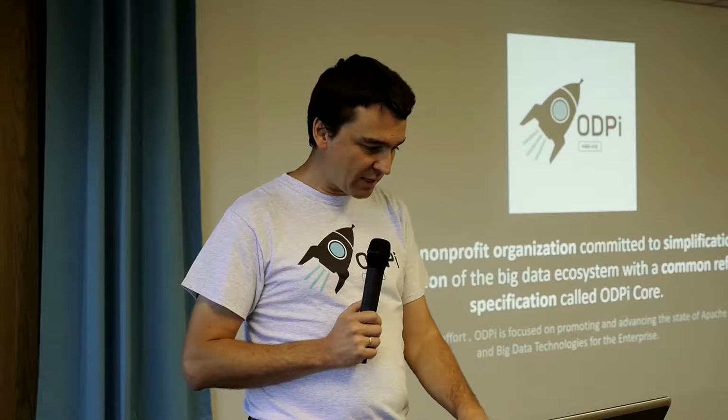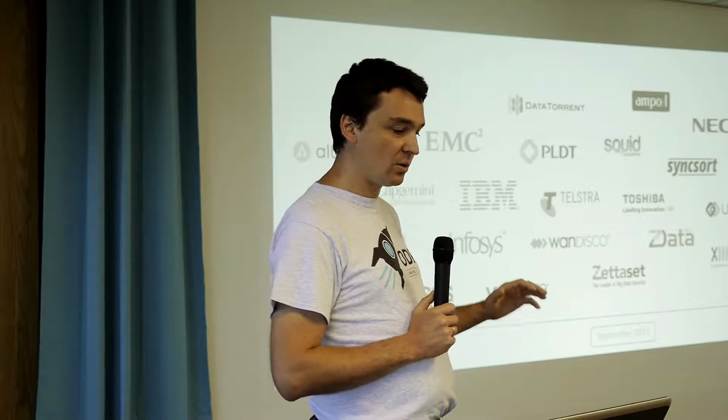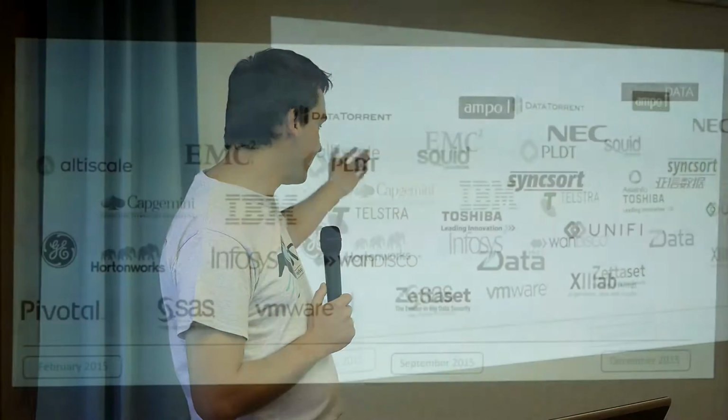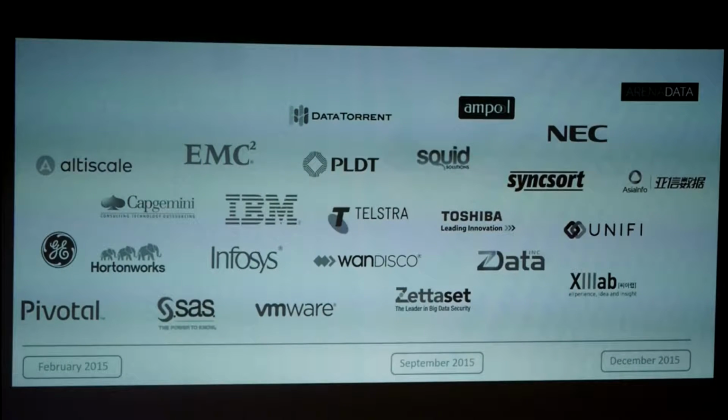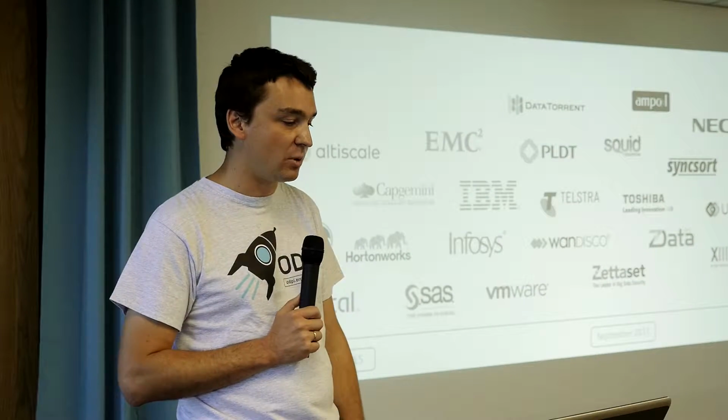So all of these companies are now part of the ODPi, and there's quite a bit of them, right? You basically have a who's who of enterprise software like IBM, EMC. I mean, Pivotal is definitely on the list. This is, by the way, a timeline, from February 2015 to December 2015. So we're about a year and a half old.